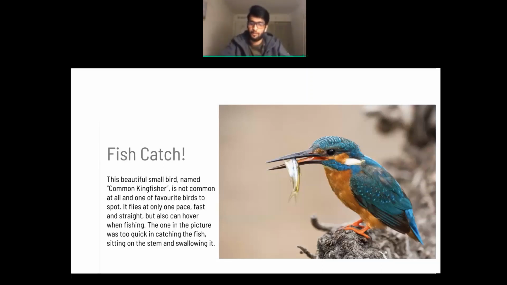It flies at one pace and it's too fast to capture fish, and it takes microseconds to capture, and it will consume this fish just after microseconds. So you need to wait for the right moment, and you might end up failing the first time. You have to take multiple attempts, and that's how things work in wildlife photography. You have to be very tolerant.